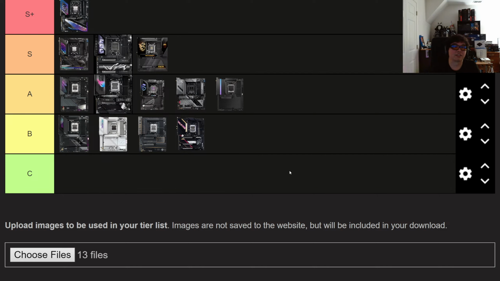But anyway, that covers all of the boards overall. I think this is a nice revised list. I don't really see anything wrong with this list. Valkyrie is C. It doesn't support a lot of RAM profiles. Have disaster UEFI.